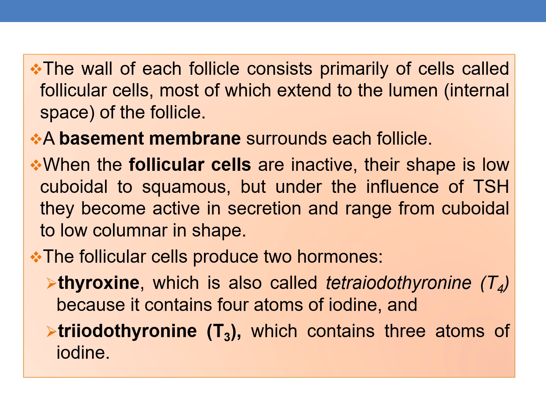The follicular cells produce two hormones, thyroxine, which is also called as tetraiodothyronine, T4, because it contains 4 atoms of iodine, as in the name tetraiodothyronine. The next is triiodothyronine, T3, which contains 3 atoms of iodine. So follicular cells produce two hormones, T4 and T3.